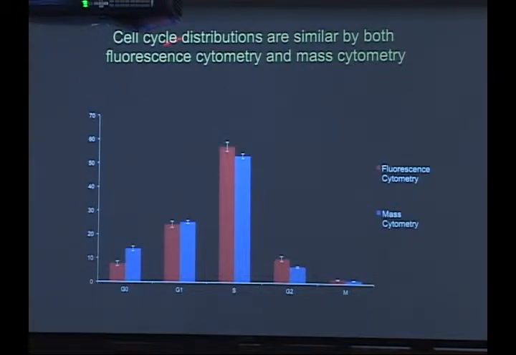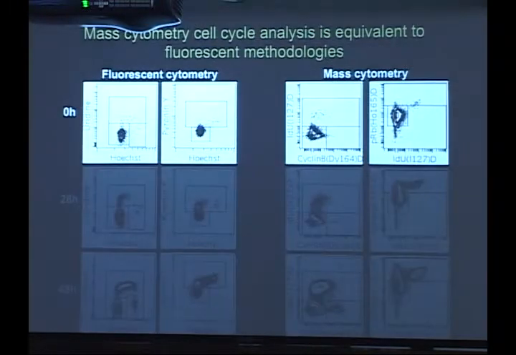So here's just a group of the same cells. IdU was incorporated, and they were analyzed both by fluorescence and by mass cytometry. I think this was done in quadruplicate. And you can see that there's a little bit of a difference here in the G0 population, but otherwise the fraction of the cells lines up quite nicely. So this is a very good correlate to doing cell cycle by BrdU, Hoechst, and pyronin Y, which was sort of the gold standard that I compared it to.